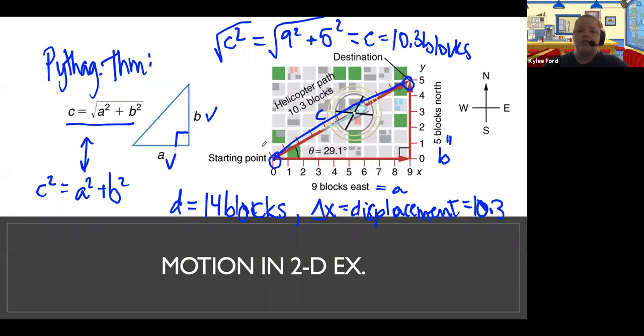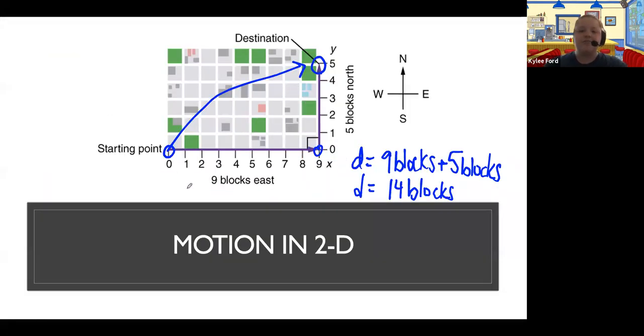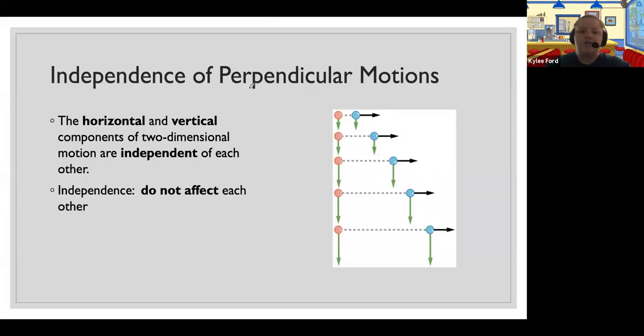So like we just saw, maybe this one is a little bit clearer. I had to move 9 blocks to the east and then 5 blocks to the north. Two completely separate motions. One of them is moving in the east direction, one of them is moving in the north direction. So these are two completely independent motions. That's what I mean when I say these perpendicular motions are independent. The horizontal and vertical components are independent of each other, and when I say independent, they don't affect each other.